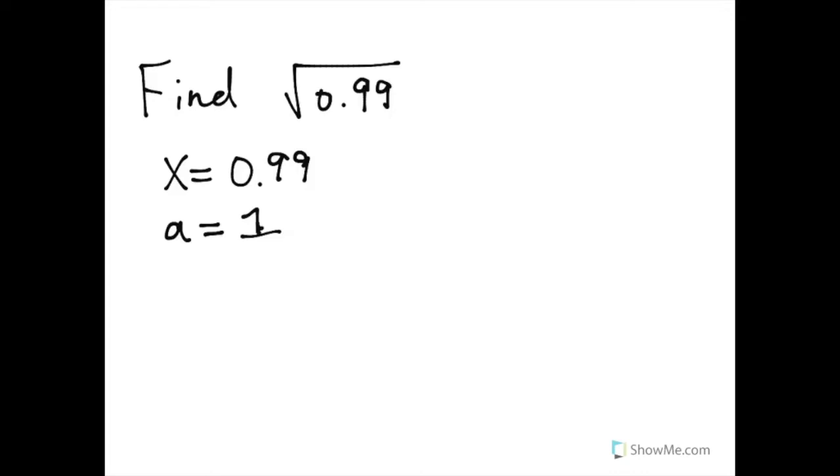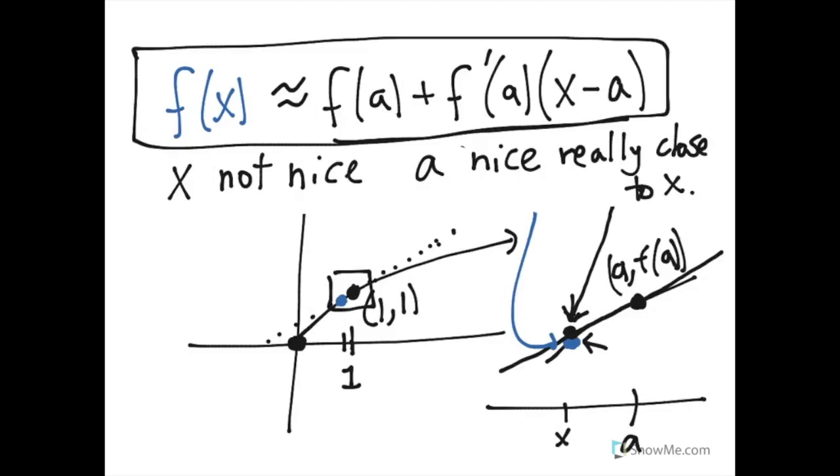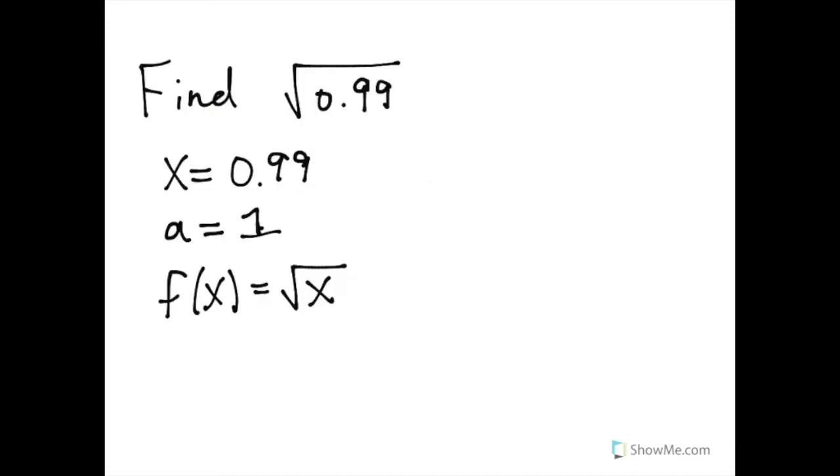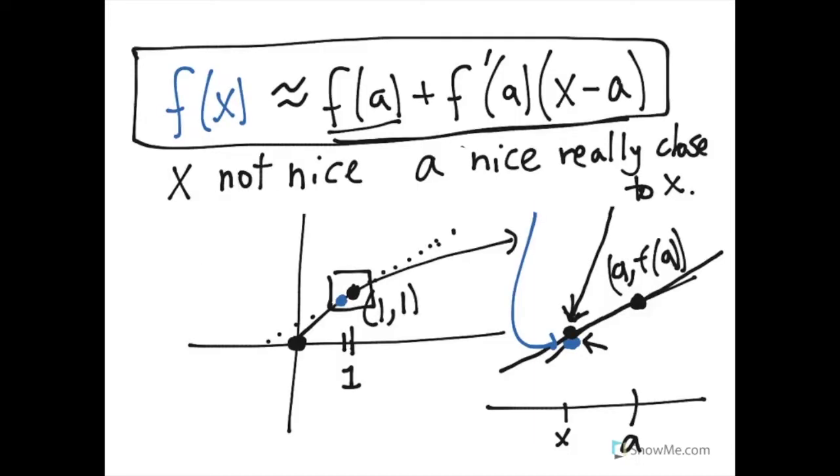And then we got to know, what is f of x? What's the function that we're plugging x into? Well, if x is 0.99, then f of x seems like it's talking about the square root of x. All right, so let's go back to our formula. If you look in the formula, we're trying to find f of x, and what we need is f of a. Let's see, we could plug in a into f of x. We know how to do that. We need x, we need a, and then we need f prime of a.